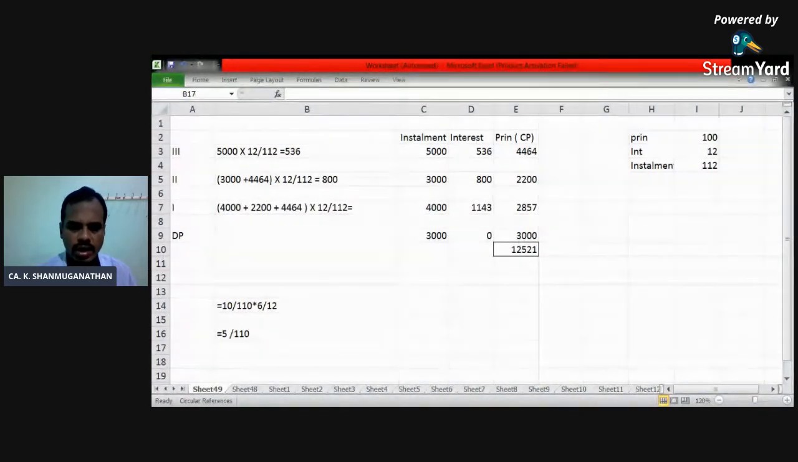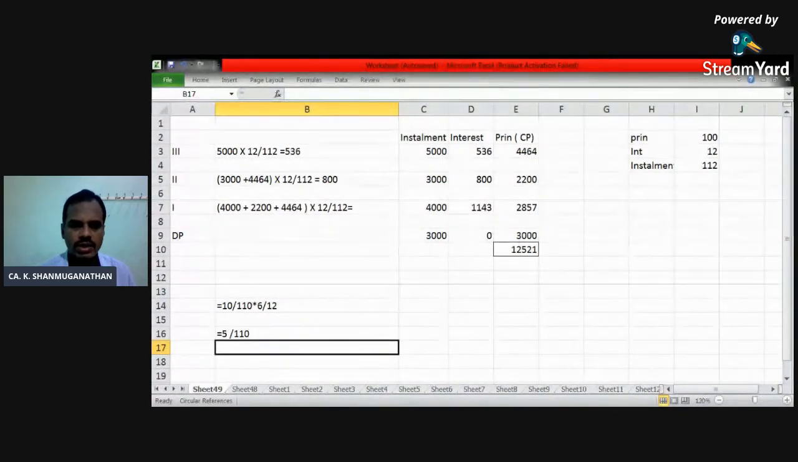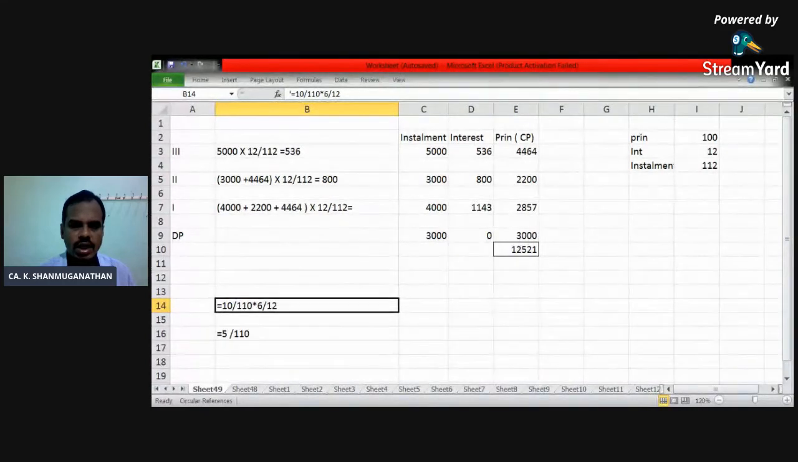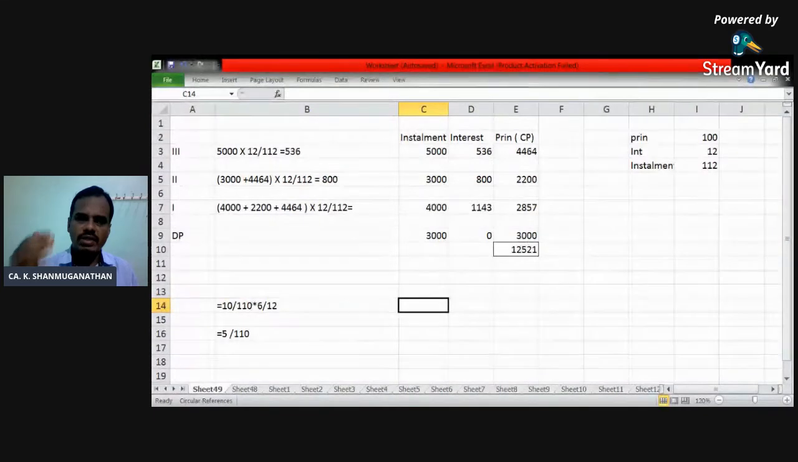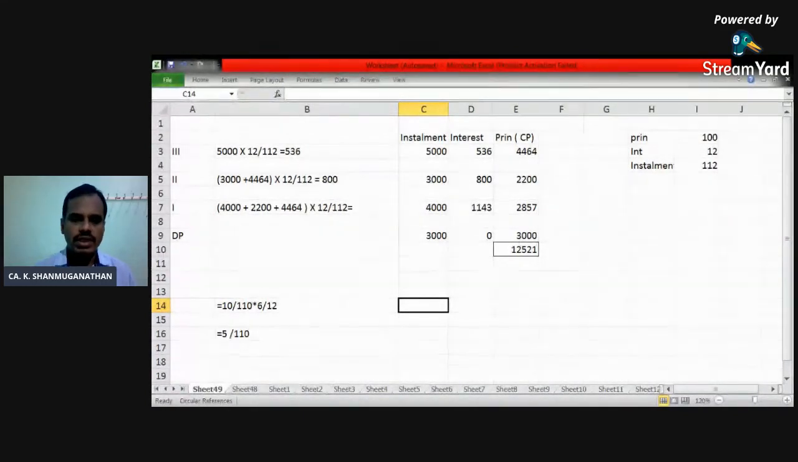So considering all that, we have to take it as 5 by 105. We should not take it as 5 by 110. I hope you understand. It has to be taken as 5 divided by 105. 1 year is 10%, so for 6 months the rate of interest is 5%. So what should you take? 5 divided by 105. That is how it should be taken. I hope you are all clear and comfortable with this.